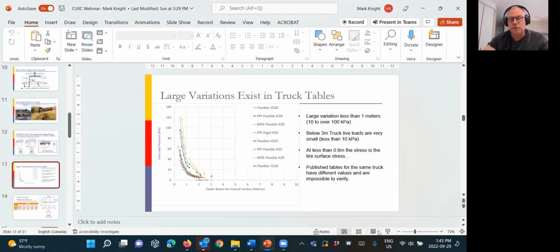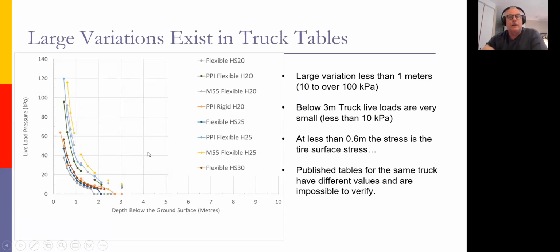So these are truckloads. These are all AASHTO trucks, HS20, HS25. 25 is a heavier truck. HS30 is higher. And these are typically either table values or ones that I calculate using my own calculator with the tire stress and the axle weights with respect to depths. Where there's a gap, they're table values. So I can tell you this is a table value. The yellow one is an M55 flexible HS20 truck right here.